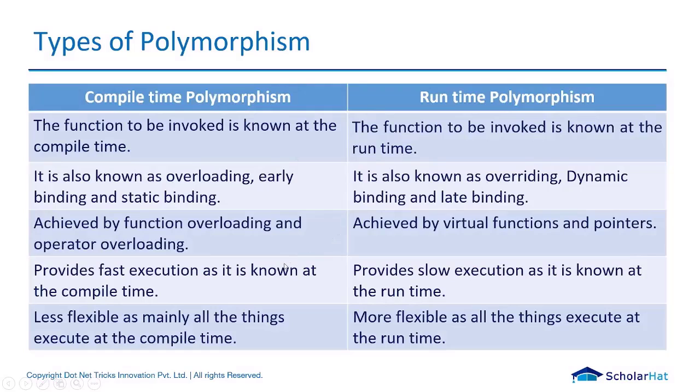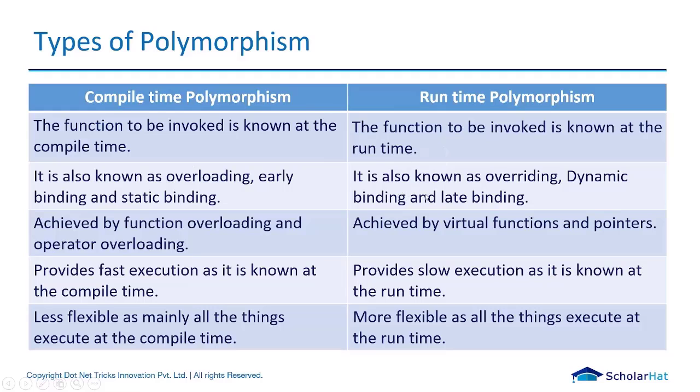Here are some of the differences between compile time polymorphism and runtime polymorphism. In compile time, the function to be invoked is known at compile time. Compile time polymorphism is achieved in two ways, function overloading and operator overloading. The overloaded functions are invoked by matching the type and number of arguments. It is also known as overloading, early binding, or static binding. These are the keywords we use for compile time polymorphism.